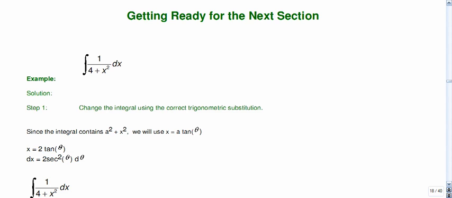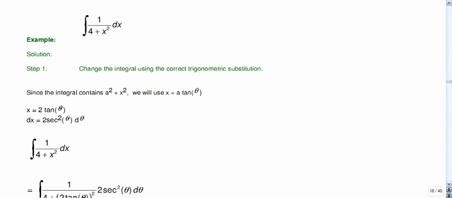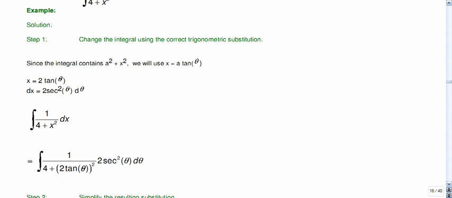So we're going to use x equals a tangent theta, and our a is 2. So x is 2 tangent theta. Take the derivative, dx is 2 secant squared theta d theta. And again, remember what we do is we substitute in. So in for x, we put 2 tangent theta, and in for dx, we put 2 secant squared theta d theta.